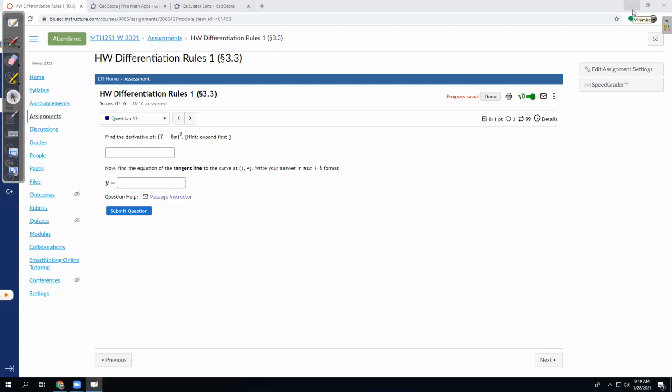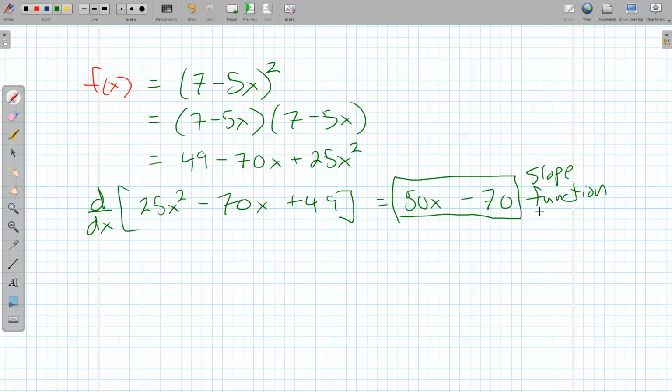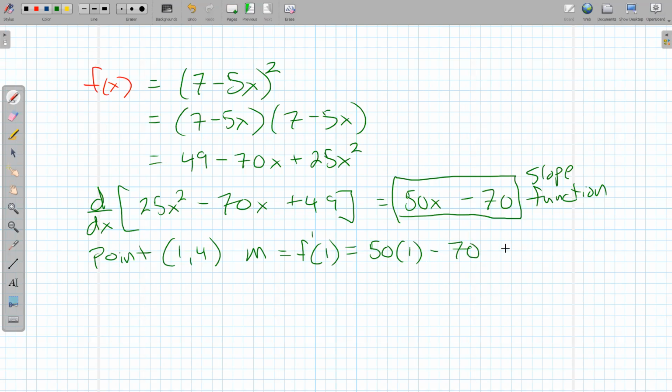All right, what do we want to do with it next? Now find the tangent line to the curve at the point 1, 4. All right, let's do it. Now they give us the point 1, 4, so x is equal to 1. So at the point 1, 4, slope m is just f prime of 1. So that would be 50 times 1 minus 70, and that is negative 20. And we really should graph to check that works. So we'll do that in a second.